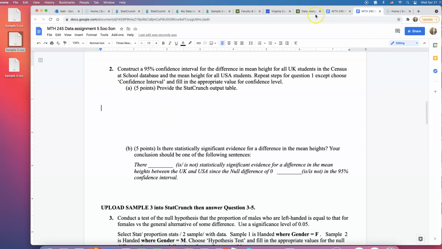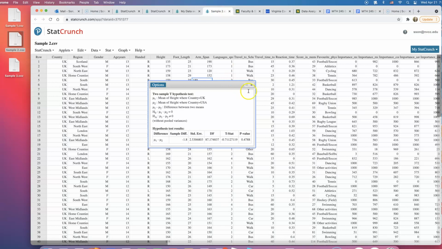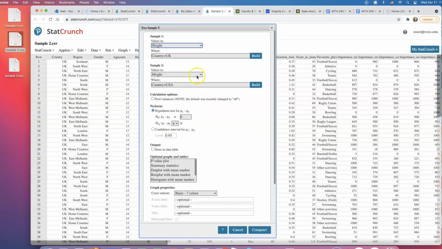I'll show you something. So you go to your StatCrunch that you are working on. Instead of going back to stat, t stat and all, you can click on option. Click on option. Click on edit. So that I don't have to redo all these where and the build function, I'm just going to go over here and click on confidence interval for mu1 minus mu2. The level is 0.95. I think that's what we wanted. And that's all. Compute it.